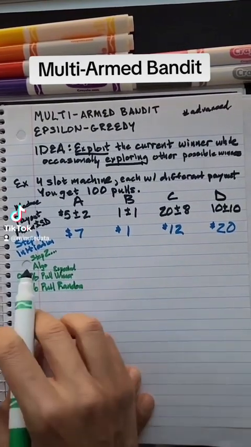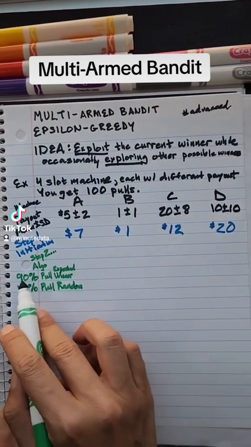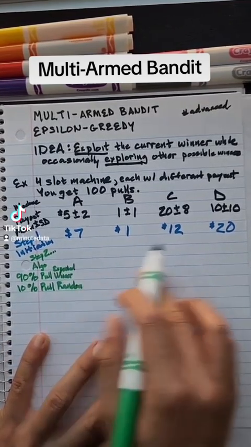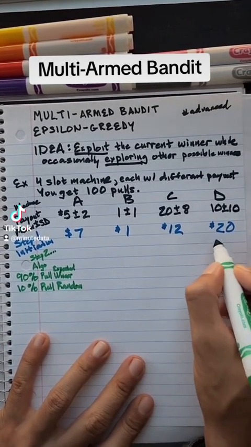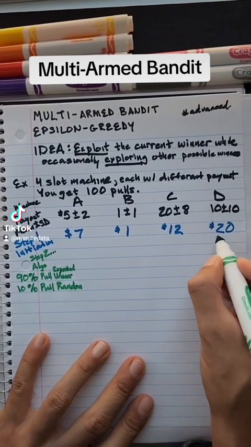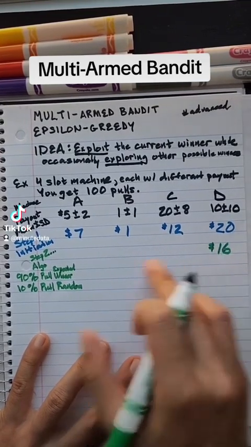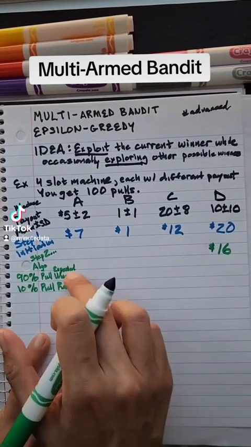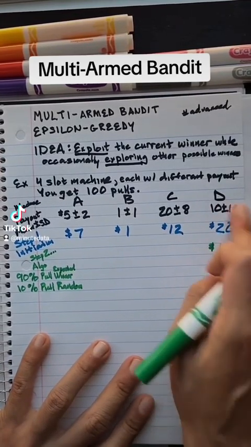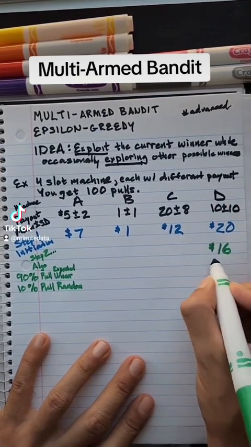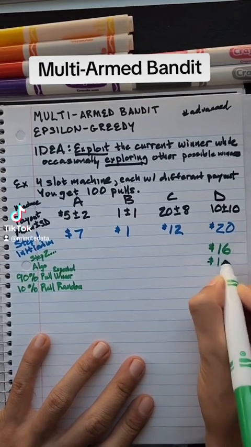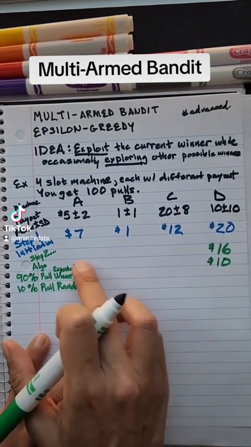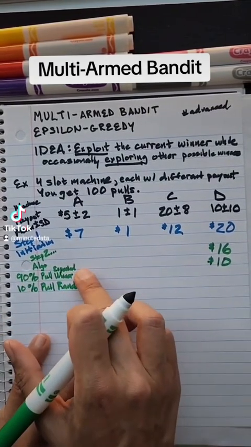So what does this look like? Our algorithm says 90% of the time, pull our winner. Our winner is slot machine D, so let's pull it again. Let's say it gets us $16. Back to our algorithm, 90% says pull the winner. Looking at the historical data, D has still performed the best, and let's say it gives us $10 this next pull. Then 90% comes up again, and it says pull the expected winner.